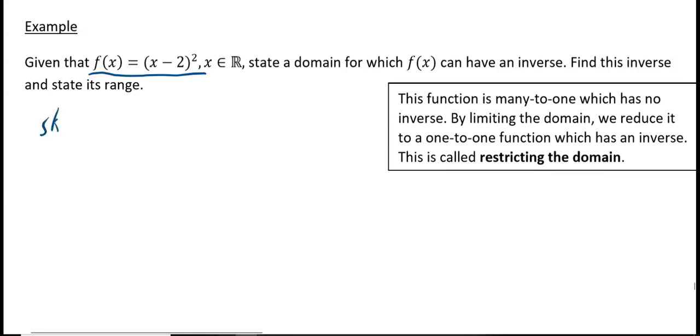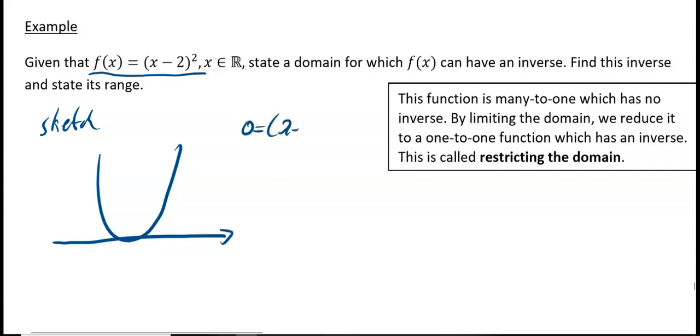So if we just sketch, it's a U-shaped graph because it's a positive quadratic. To see where it touches the x-axis, put 0 equal to x minus 2, so x is equal to 2. So that's why it crosses at 2 here. So that's a sketch of the graph. I'll just put my y-axis. I don't know where the y-axis is going to be, but there we go. That's fine.